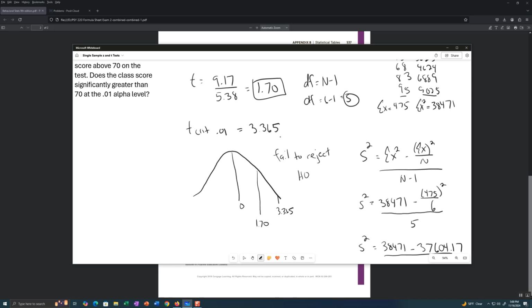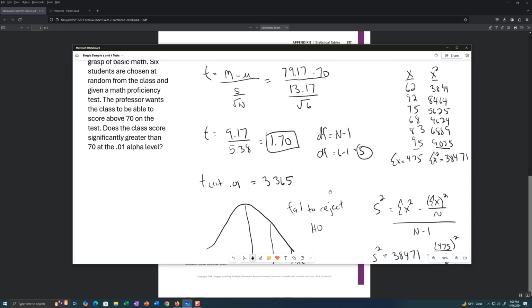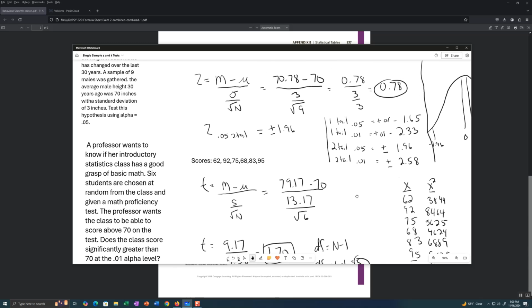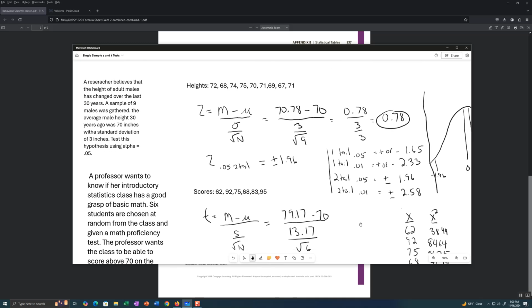And if I fail to reject the null, I say that the class scores are not significantly greater than 70. Which is kind of a disappointment because that means people didn't do as well as you would like them to do. So the class scores are not significantly greater than 70. And you're done. And that is the one sample z-test and the one sample t-test. And hopefully that's very clear.